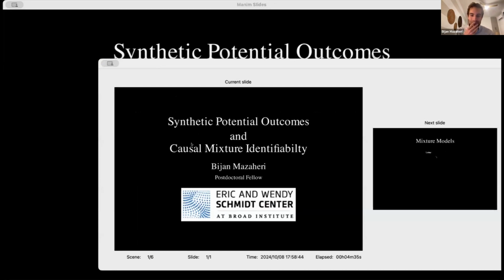Today I'm going to be talking about some work that I've done with Caroline Uhler, as well as her student, who is now a postdoc at CMU, Chandler Squires. The topic is synthetic potential outcomes and causal mixture identifiability. I'm going to be bridging a gap between the potential outcome framework, some graphical stuff, as well as mixture models. I'm aware that probably very few people are familiar with all three of those, so please do not hesitate to stop me and ask some questions.